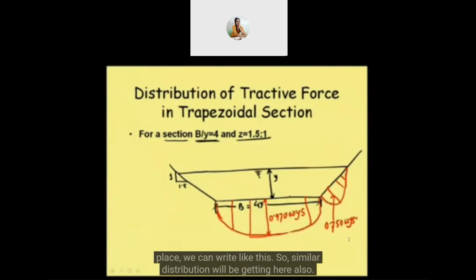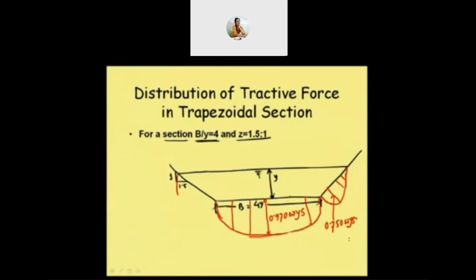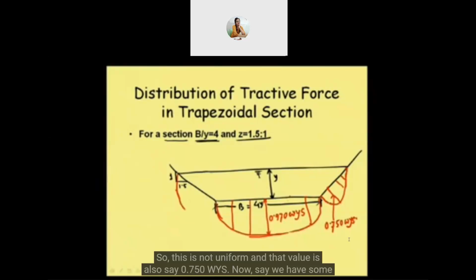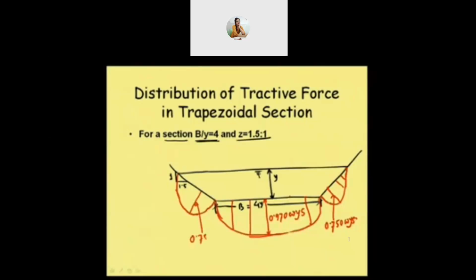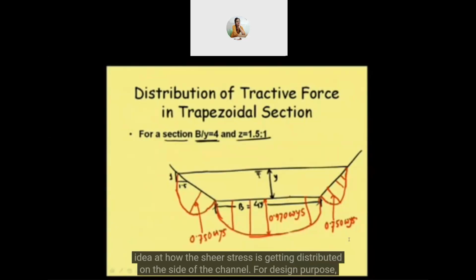So we will be getting a similar distribution here also. This is not uniform, and that value is also 0.750 omega y S.